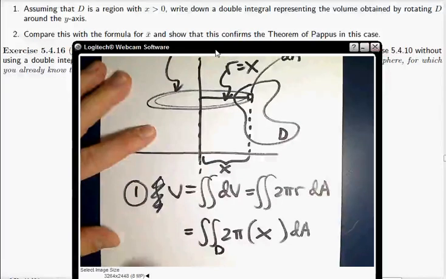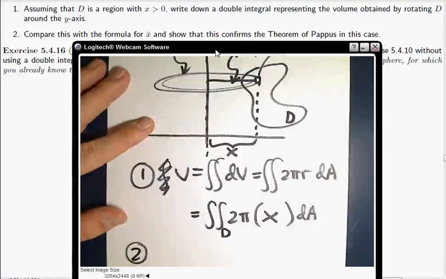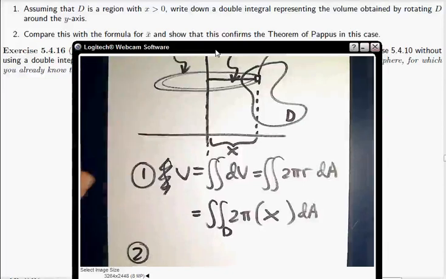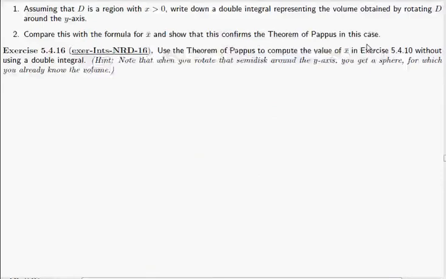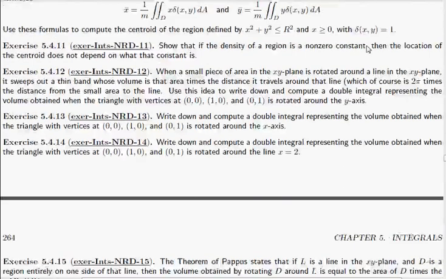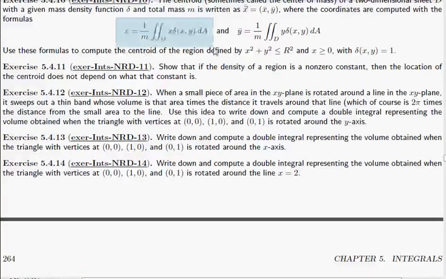So let's do part 2 now. Part 2 says, let's compare this with the formula for x bar and show that this confirms the theorem of Pappus. The formula for x bar is on this previous page: x bar is 1 over m integral x. Now, we're assuming the density is equal to 1, so it's 1 over m integral x dA. Of course, the mass is just the area when the density is equal to 1. So it's really 1 over the area times the integral of x dA.